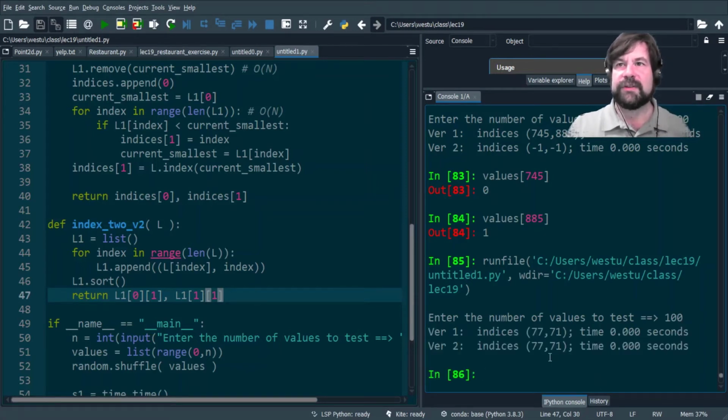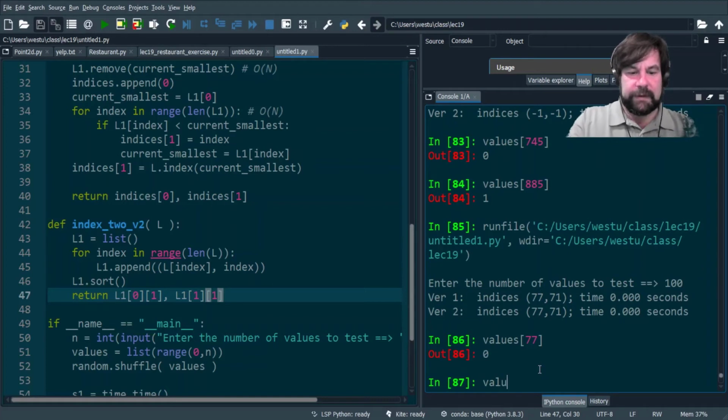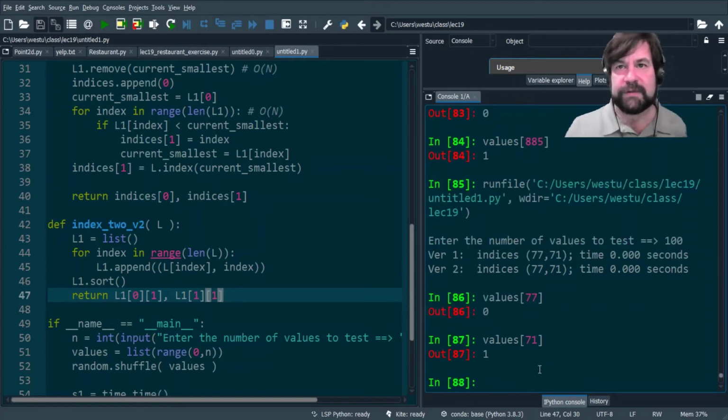Okay, so 77, 71, so we can look at values sub 77, and we can look at values sub 71. And those are our two smallest values, so everything looks like it's working well. All right, so that's good.